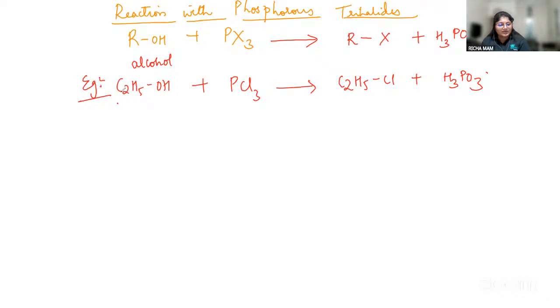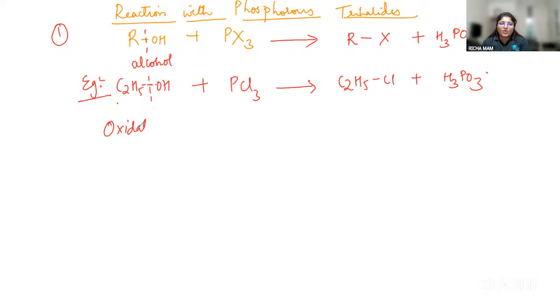So we have seen the reactions with cleavage of the C-O bond. What is happening here? The C-O bond is broken. First we have seen the reaction with hydrogen halide, then the dehydration reaction, then the Lucas reagent, then the reaction with phosphorus trihalides. Then we will see oxidation.